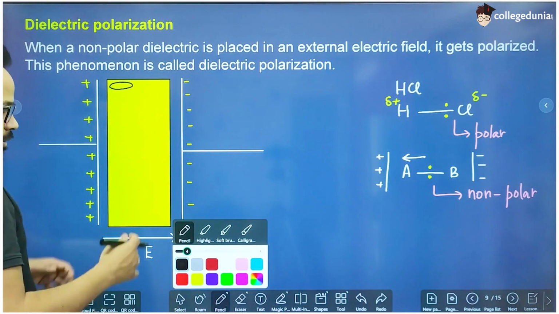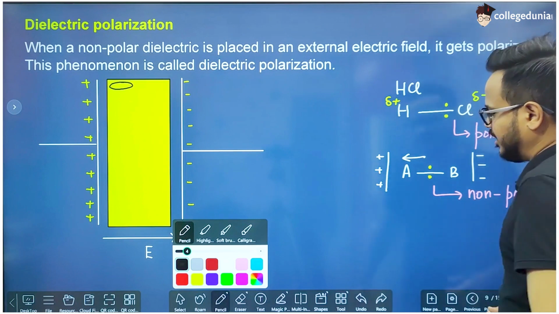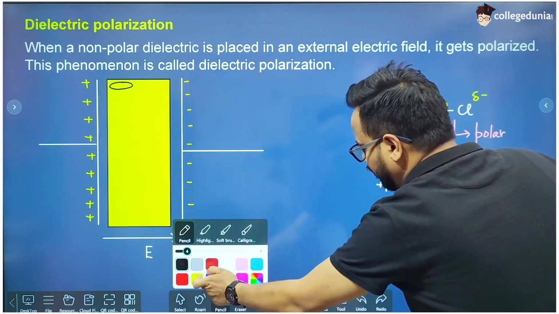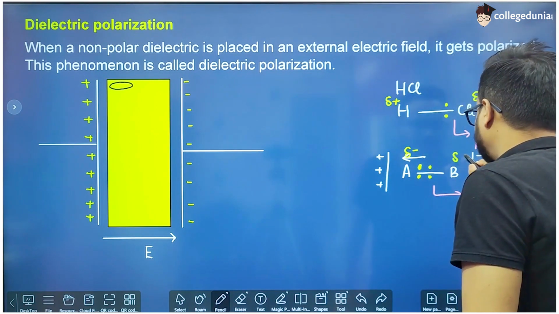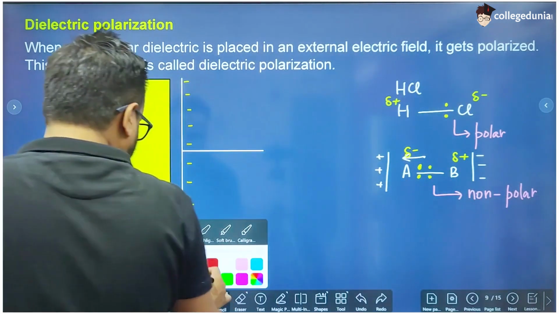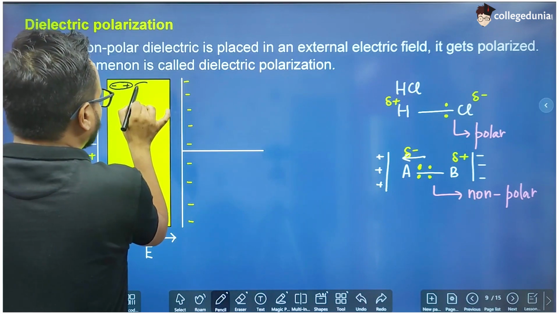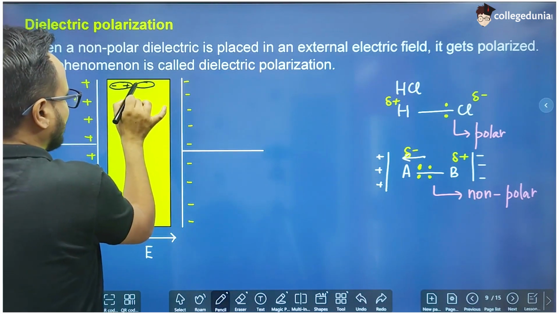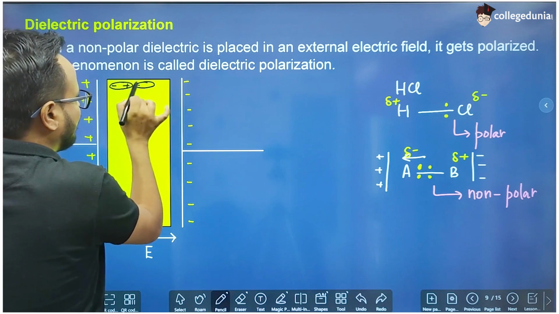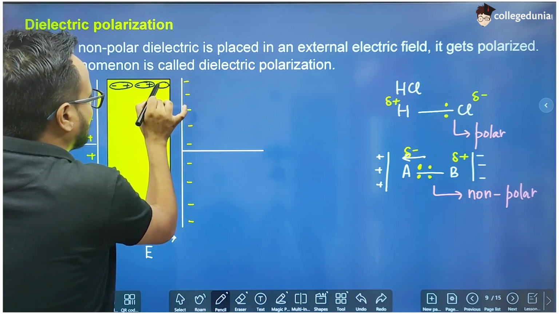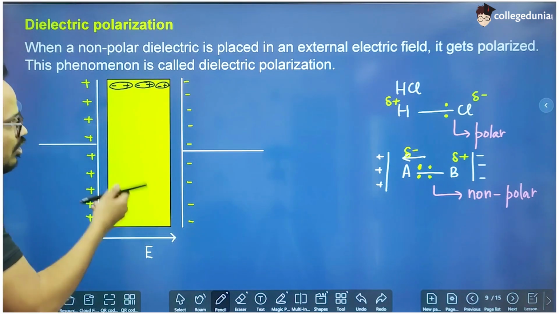So the molecule which was otherwise non-polar will get polarized when it is placed in an external electric field, because when the electrons get shifted towards A, this A gets a slightly partial negative charge and this gets a partial positive charge. So this becomes negative and this becomes positive. Now the molecule lying beside this, the electrons of that molecule will be attracted towards this positive, so this end will become negative and this end will become positive. And the same thing happens with this molecule also, and with all the molecules.